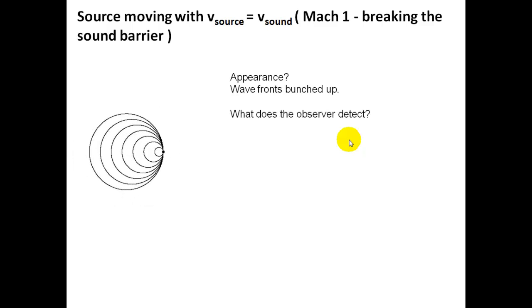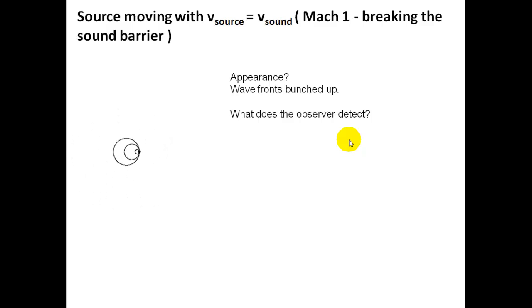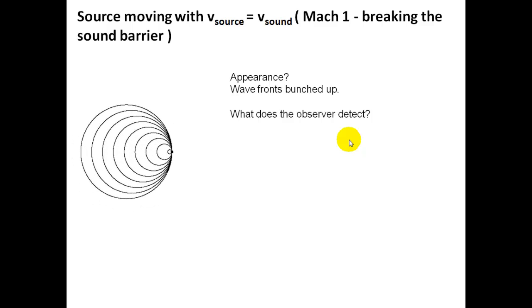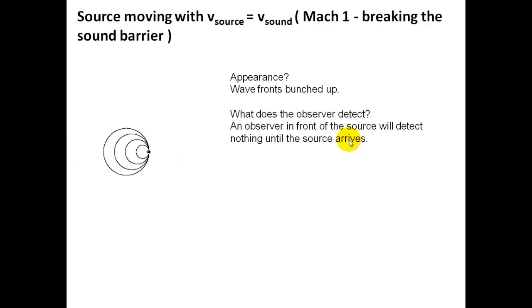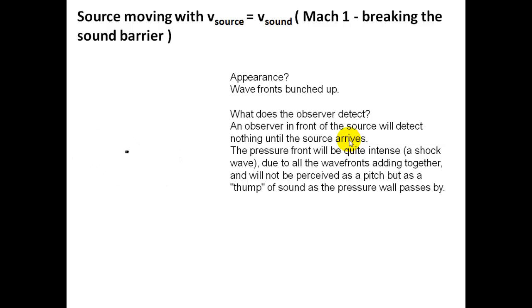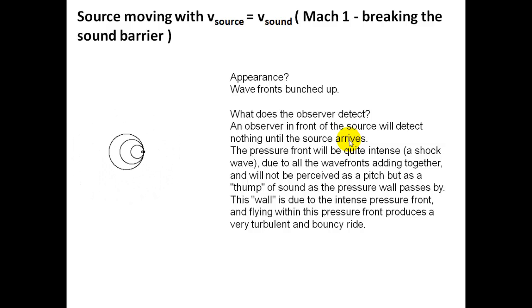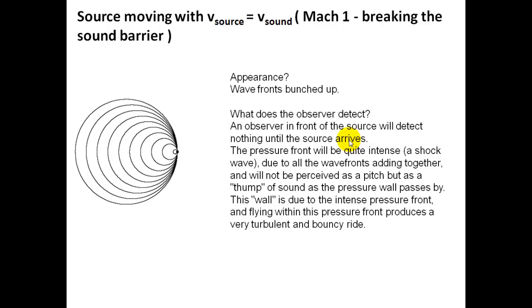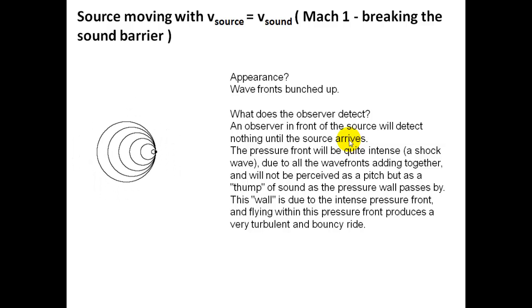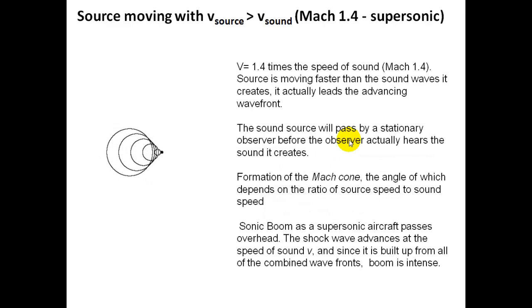So what does the observer detect? Nothing until they are level with the source. And they will basically experience a pressure wave, and therefore a big bang effect will be caused. Crashing through the sound barrier is basically because you hit this wall of high pressure which is caused by the movement of the object. If you have a speed which is faster than the speed of sound, you will get an effect like this, where the sound is left behind and you will not hear the sound until the object has passed.